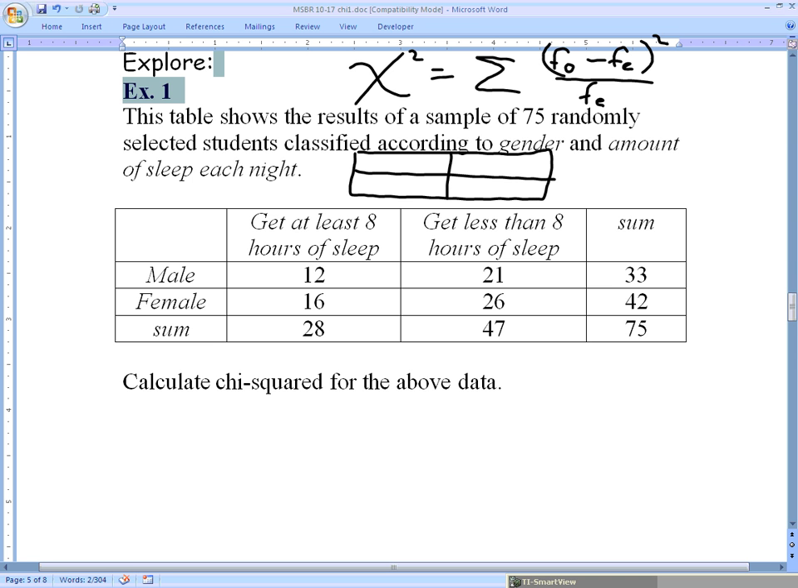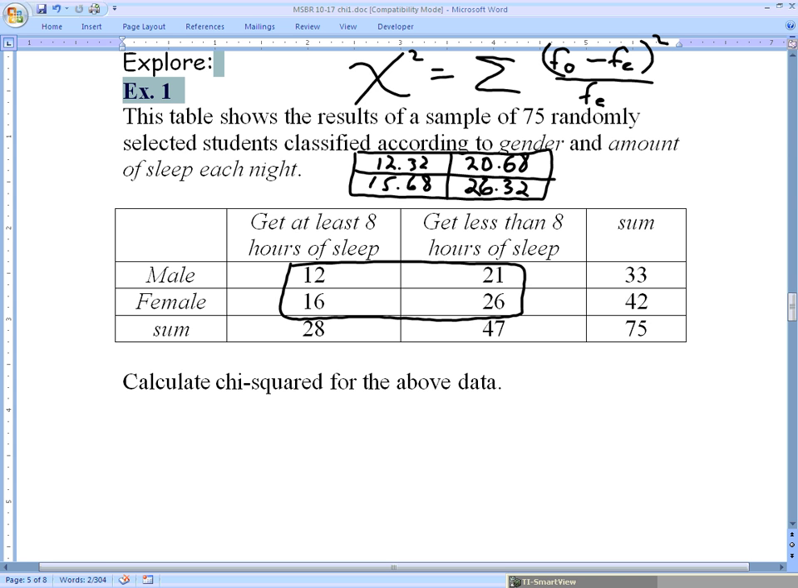I'll write it down here so that we've got it handy. It was 12.32, 20.68, 15.68, and 26.32. Those are the values we just figured out. Our observed data are the values we ignored from earlier, these four original values here.